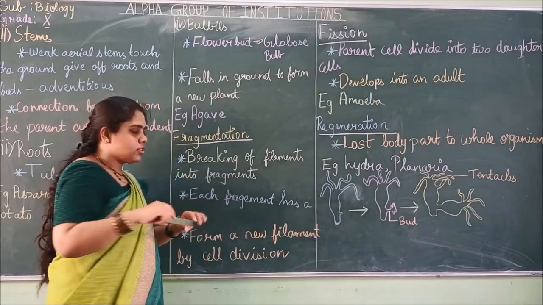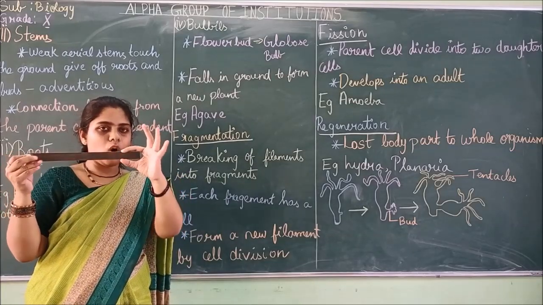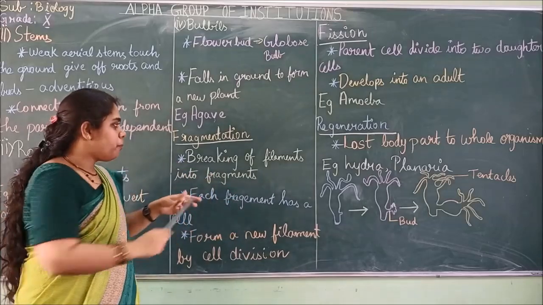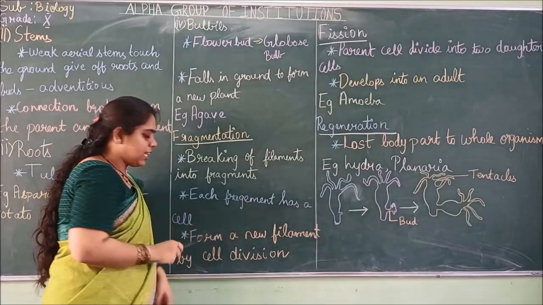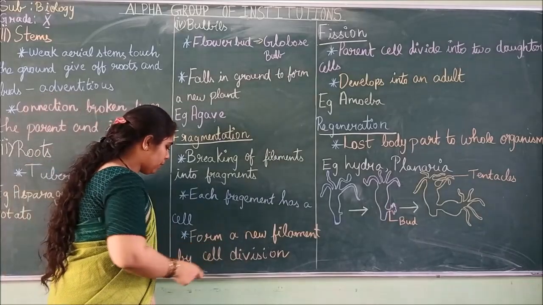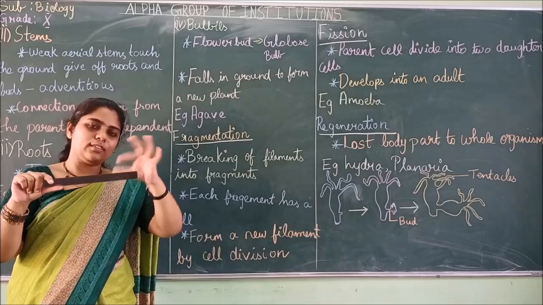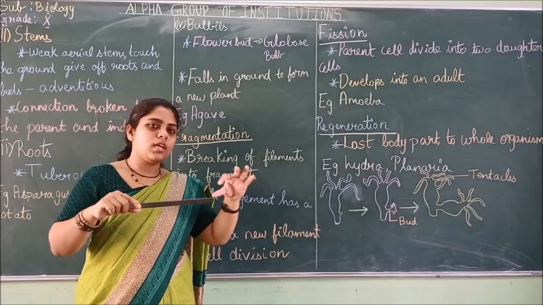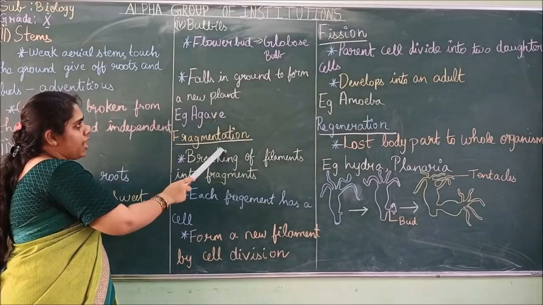When the filaments break, take the example of spirogyra, a ribbon-like structure. This is a filament. If it breaks off, the parts have the ability to form a new plant. So when this filament breaks into fragments, that is parts, each fragment has a cell. Inside each fragment the cell is present in the center and forms a new filament by cell division. The cell division takes place, it elongates and forms a new plant. So that is what is happening in fragmentation.